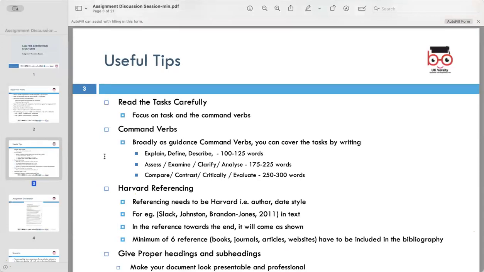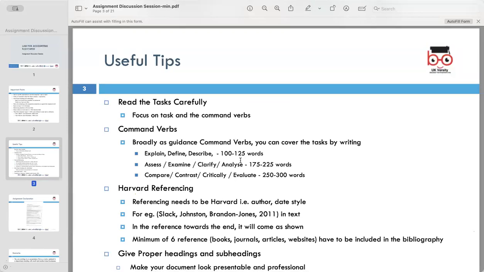Carefully go through each task in your assignment, and understand the requirements and objectives to ensure you address them effectively in your writing. Then, command of verbs. Can anybody explain command of verbs? If the question says explain, define, or describe, that is command of verbs. If he's asking for a definition, then give only the definition, up to 125 words.